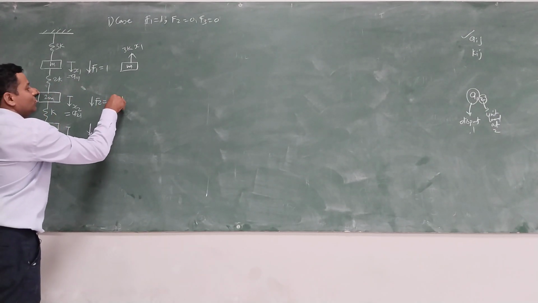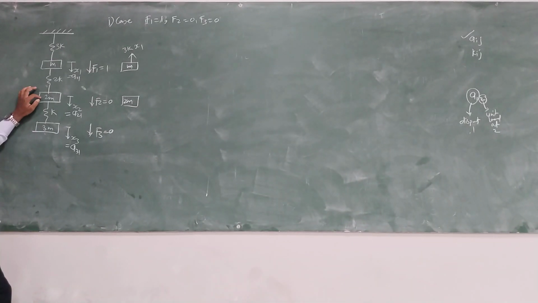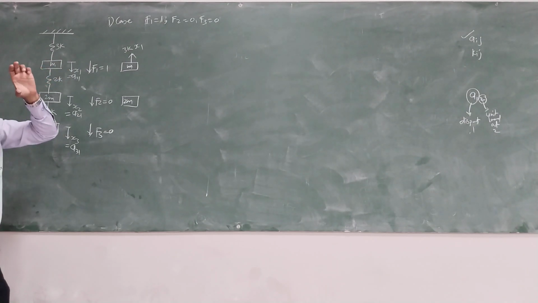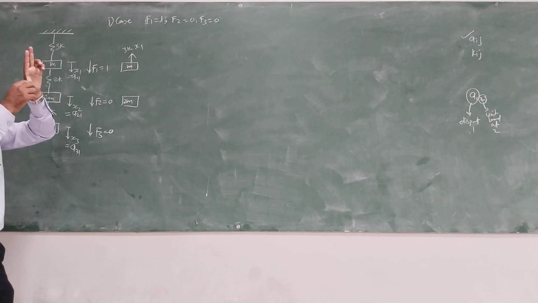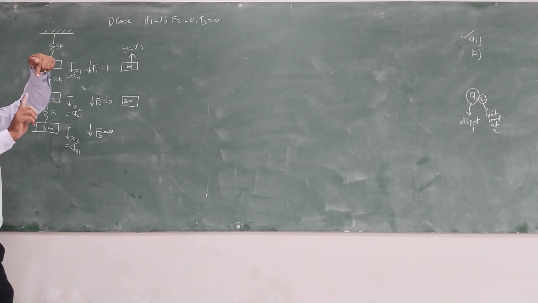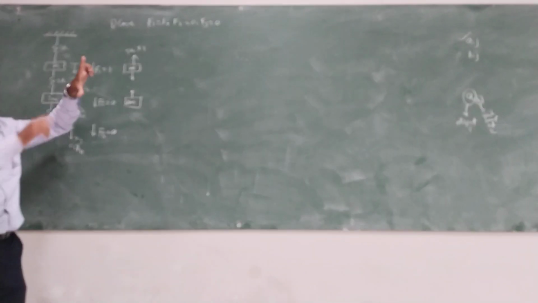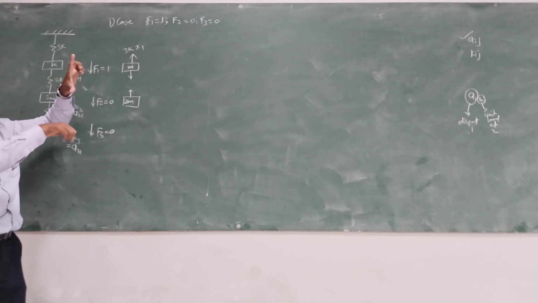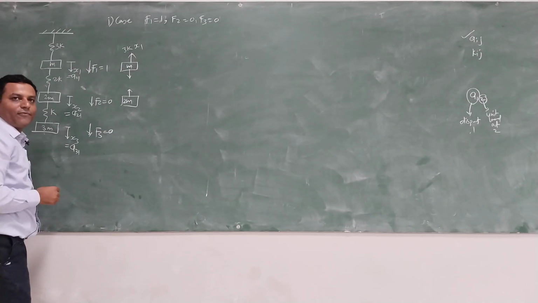Now for mass 2, which is 2m, consider x2 greater than x1. So ultimately this spring will elongate. When it elongates, this portion will move up and the bottom portion will move down. As the displacements are away, the forces will be inward. Did everyone understand? If the elongation is upward, where will the force come? Downward. If the elongation is downward, the force comes upward. So these are the forces.